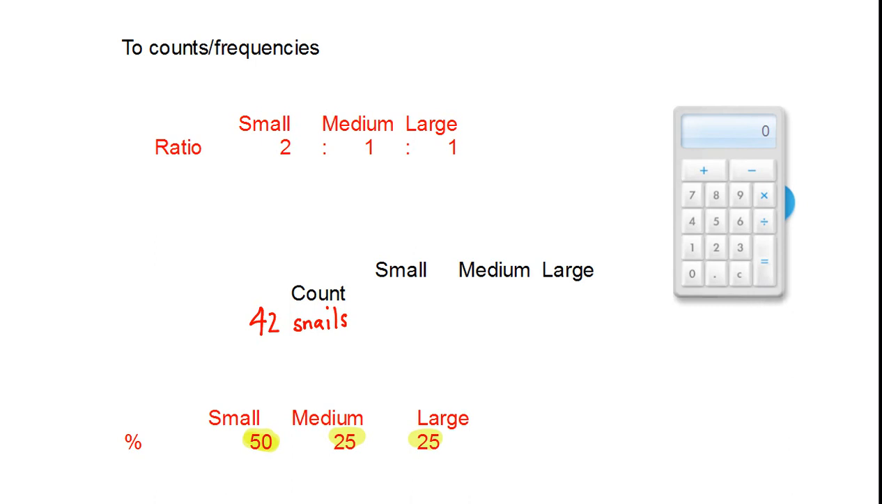An alternative and identical way of expressing this is in ratios. This says that for every single large snail there should be 2 small snails, and for every large snail there should be 1 medium snail.